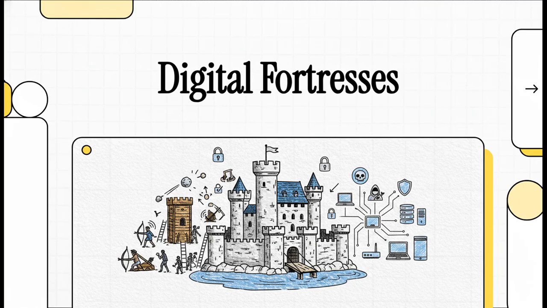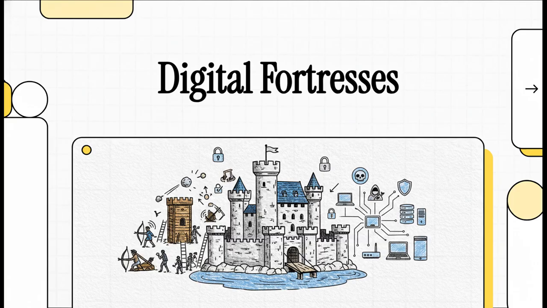Imagine, just for a second, a massive, sprawling medieval castle. You've got towering stone walls, a really deep moat, maybe some heavily guarded drawbridges. Now, building a fortress like that takes precision. It takes deep architectural knowledge. But here's the thing. Knowing how to build it is really only half the battle.